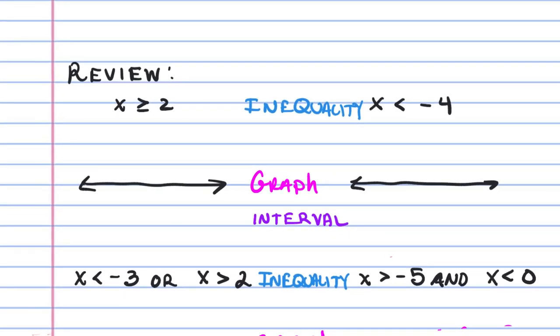All right, so let's review. We've got ourselves an inequality. X is being described here. It's telling us x is greater than or equal to 2, and so this would be our inequality notation, telling us, hey, these are our solutions. Then we can graph this, so we'd show it by marking the 2.